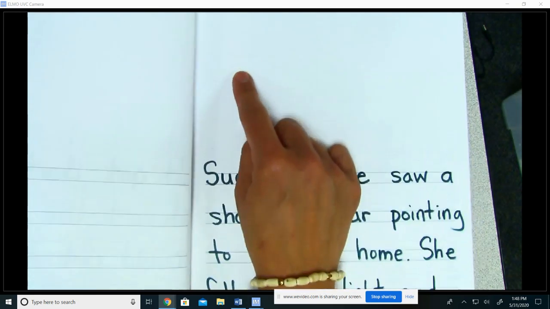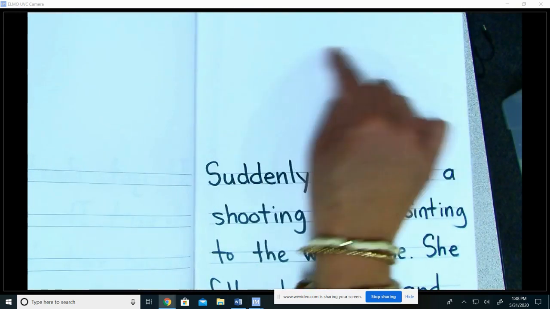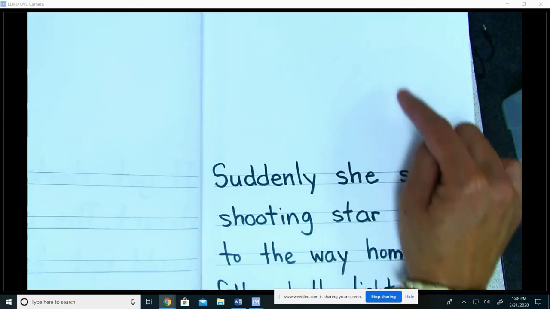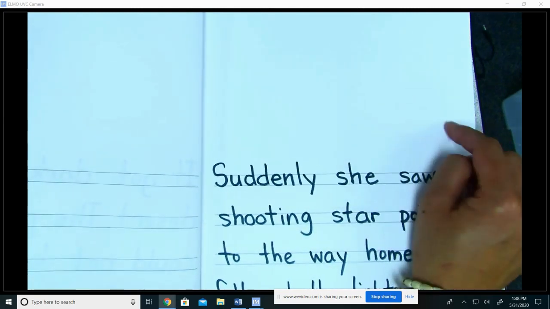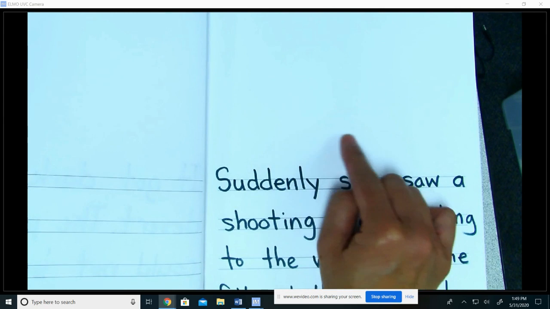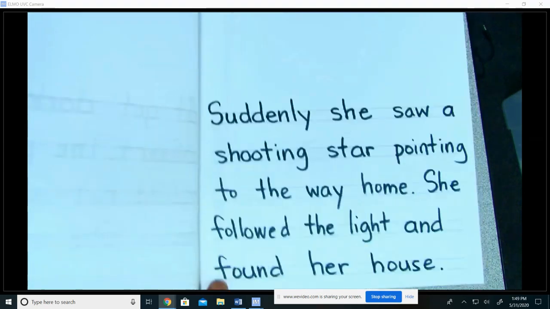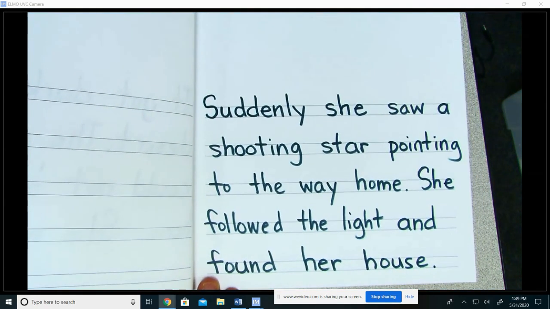So I would even probably draw the lights with the shooting star maybe pointing this way, and I would draw her house here, and then she would be going home with her camel to her house. All right, and we have an ending for the story.